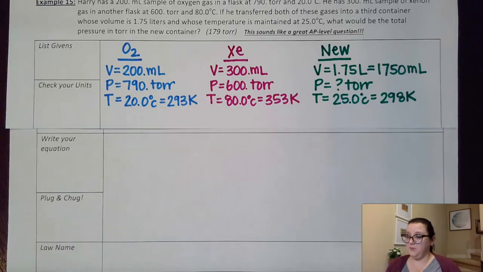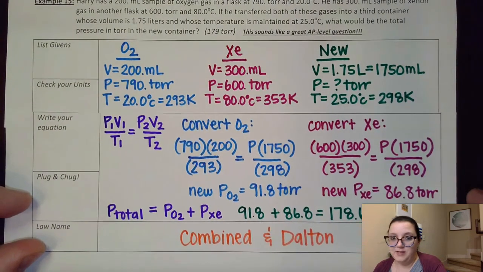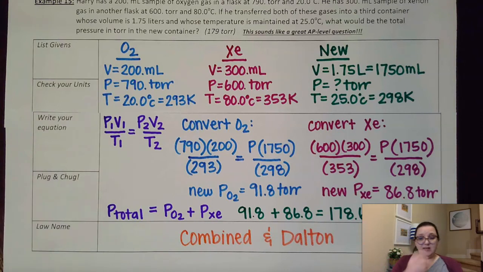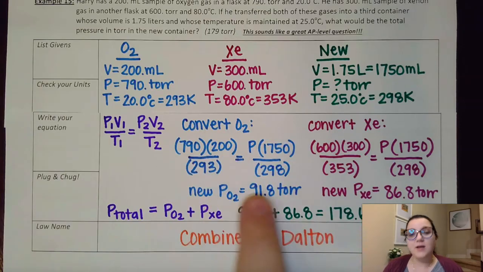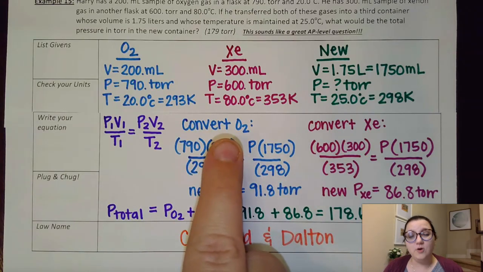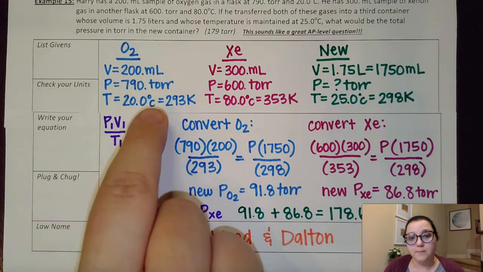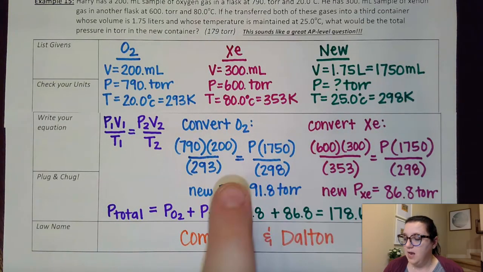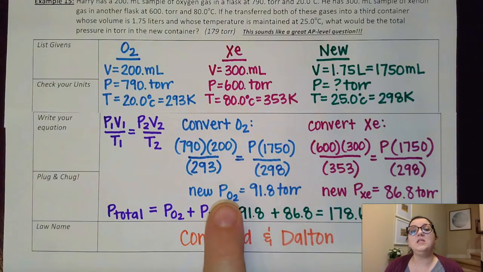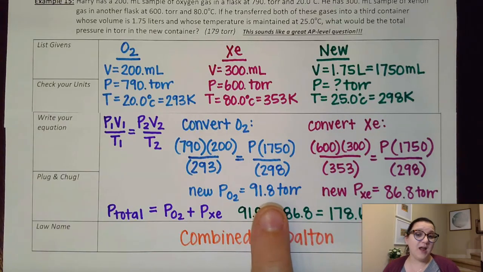Now, I tried to organize my work a little bit here with some colors to help us visualize what's happening. As I said, we need to take the oxygen into the new set of conditions. That's what I did here in blue. I converted the O2. Notice that here's the set of conditions that were listed right here. Here's my new set of conditions for this container. And I went and solved for pressure. This is the new pressure of oxygen in the new container. And when I solved that, I got about 91.8 torr.